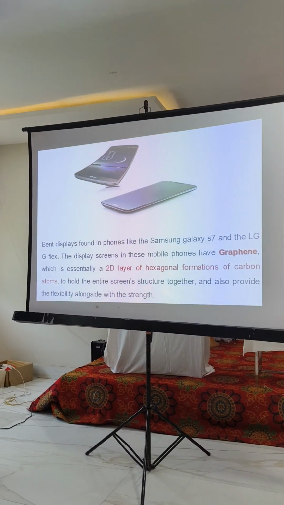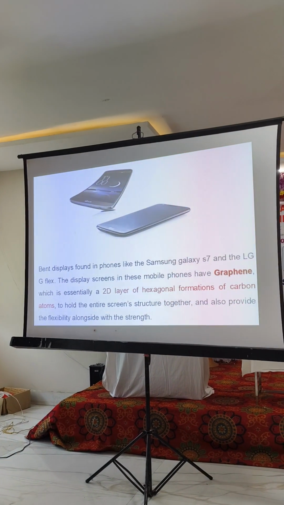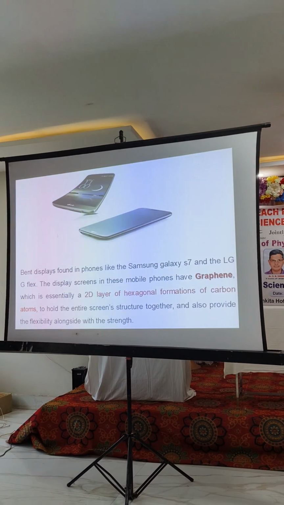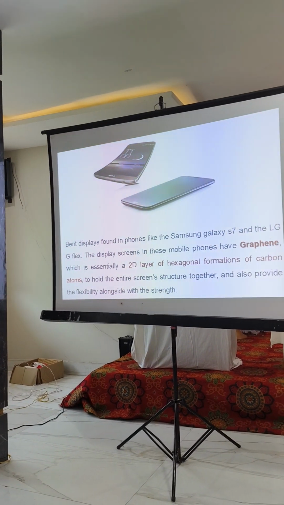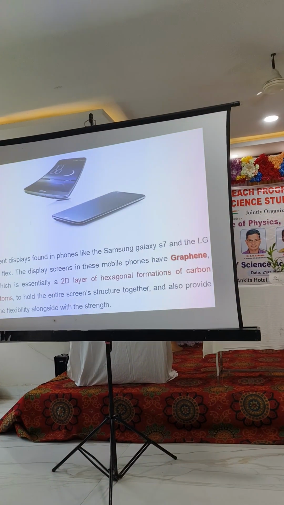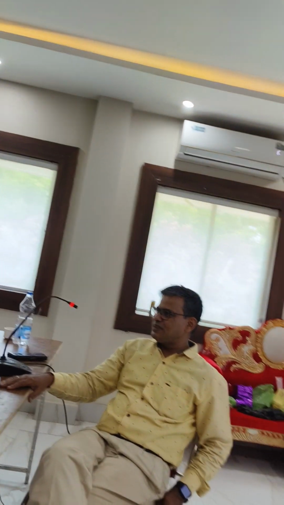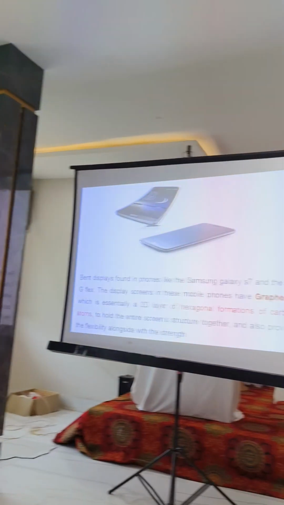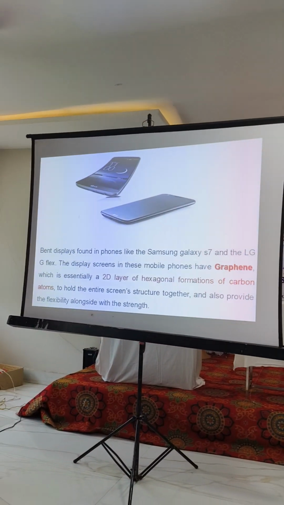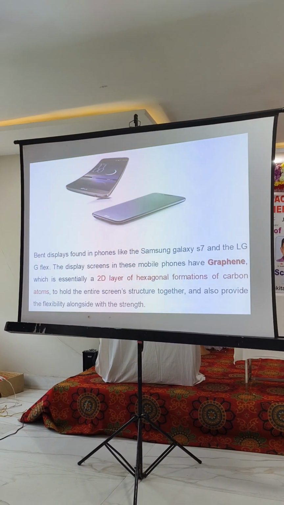And most of the people are using the Samsung Galaxy S7, somebody will have it. So you have a 2D layer, carbon, means you have a graphene layer. This Samsung Galaxy S7 has a graphene layer. That is what I'm saying, why graphene is so important.